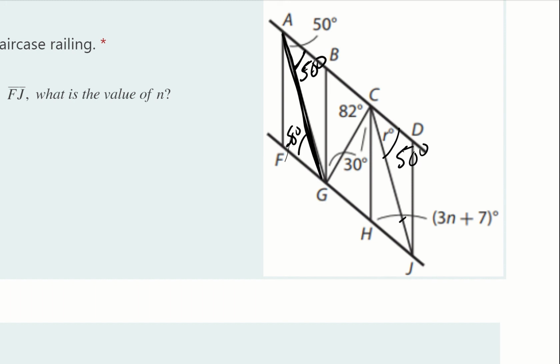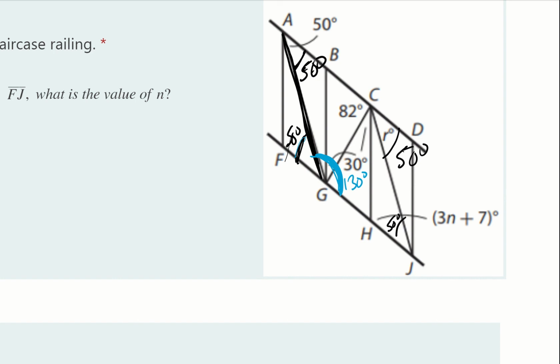And because that's 50, we know this is 50 in the diagram. Remember, our goal is to find N, so let's see how we can find it. Now, we know that since this is 50, then this blue and the 50 have to add up to 180. So this blue is 130 because 130 plus 50 is 180.